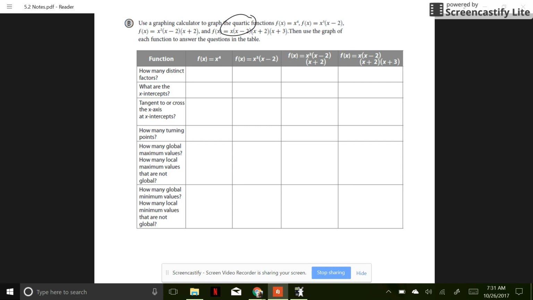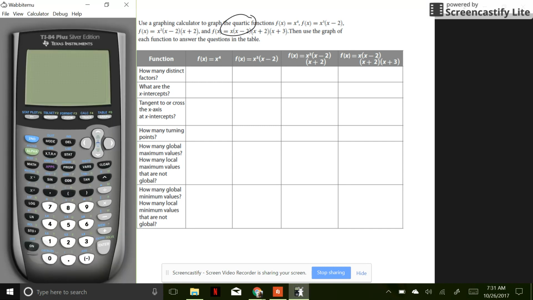So the first one we're going to graph is the function x to the 4th. So I'm going to pull that up here. So x to the 4th is the first graph that I'm graphing. It's going to look like this, very similar to our parabola. So what we want to think about: how many distinct factors? So how many times does it touch or cross the x-axis? That would be just once.